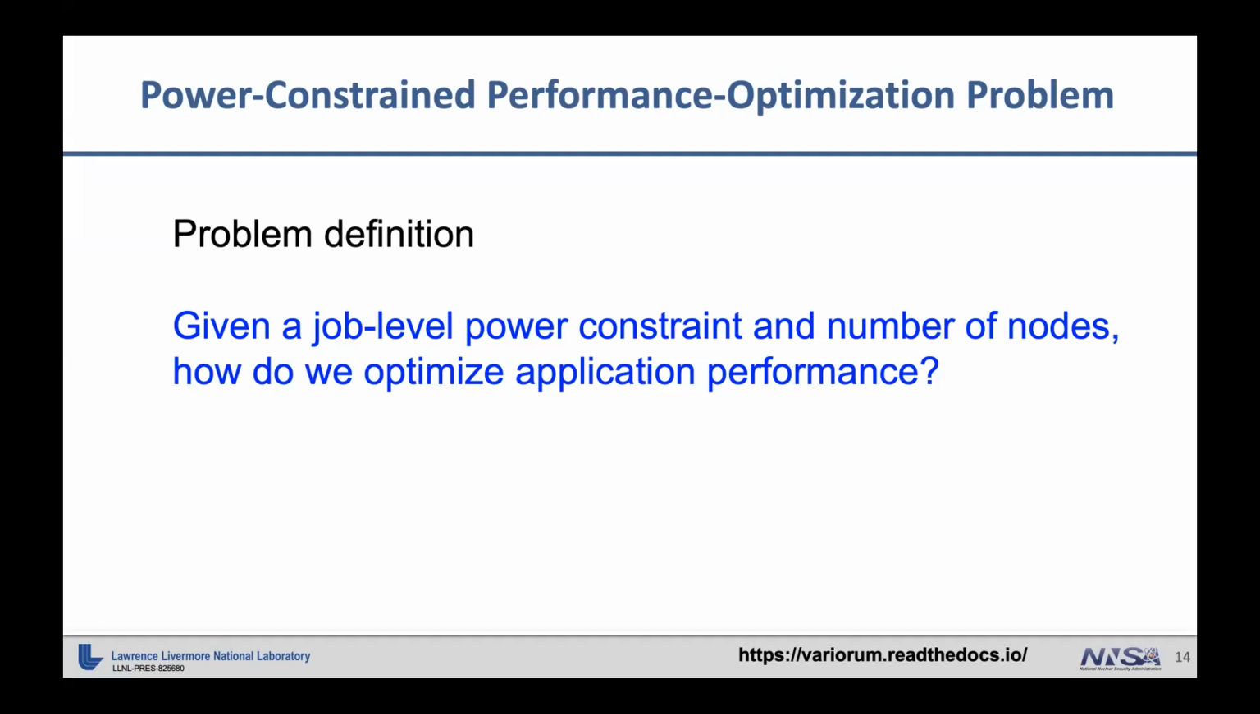Okay. Yeah. So the high-level question is, given a job level power constraint and a number of nodes, how to optimize application performance.